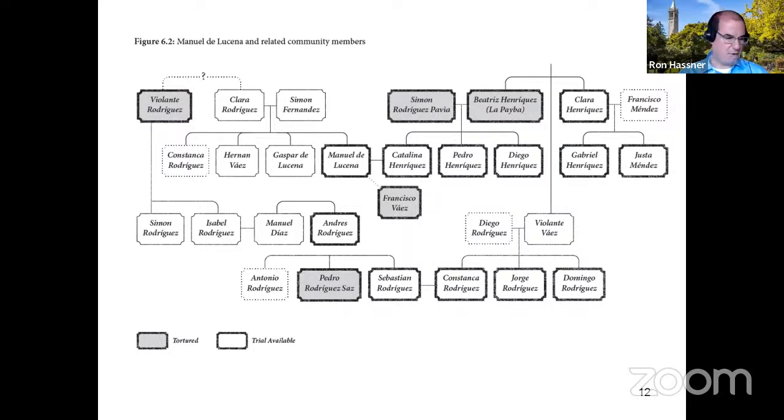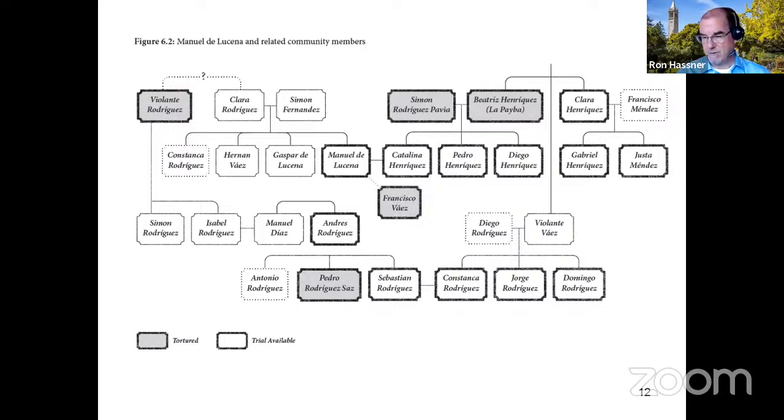And so in many of the books I'm sure you have read about the community in Mexico City, the trial of Manuel de Lucena is considered missing. Well, I have it, and I've read it in detail. It's sitting a few steps outside my office, and it's an absolutely fascinating text, and overturns much of what we thought about Luis de Carvajal.